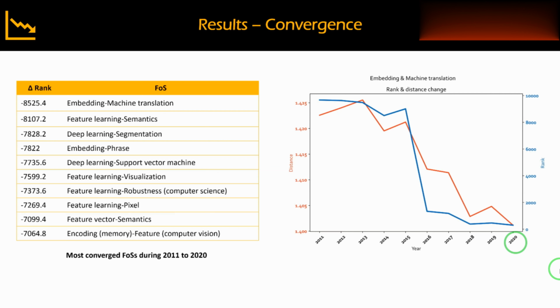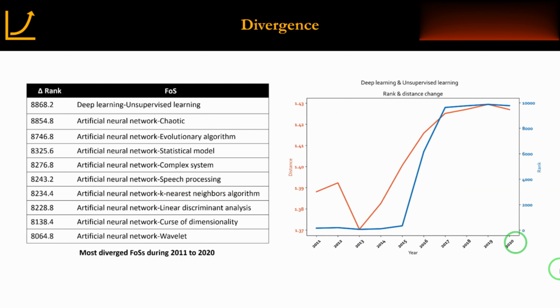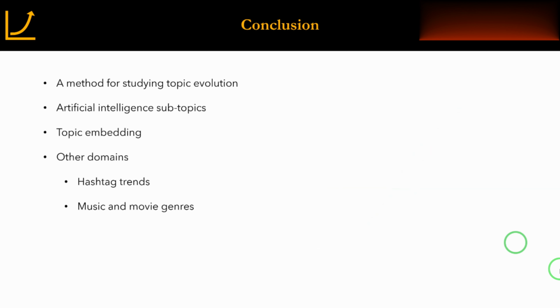The table shows the most converging topic pairs. For example, it demonstrates that embedding and machine translation topics had the highest convergence among all AI sub-branches, because their average rank decreased the most in the second period. We can see the decrease in their distance and rank in this figure as well. On the other hand, this table illustrates the most diverging topic pairs. According to this table, deep learning and unsupervised learning topics had the highest divergence among the AI subfields. Moreover, the figure illustrates the divergence of the pair of deep learning and unsupervised learning.